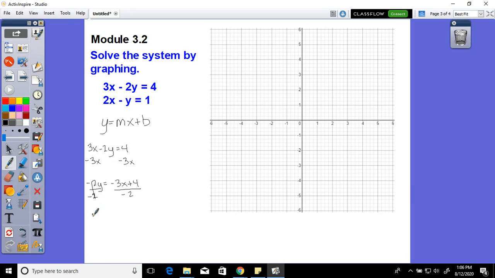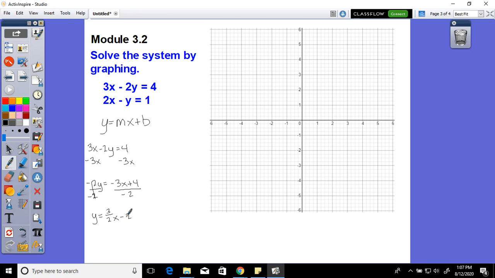These reduce out, leaving just y. When we divide a negative 3 by negative 2, we get a positive 3 over 2x. And then, of course, a negative 4 divided by negative 2 is positive 2 in magnitude, giving us the constant term. Okay, so let's graph this one.